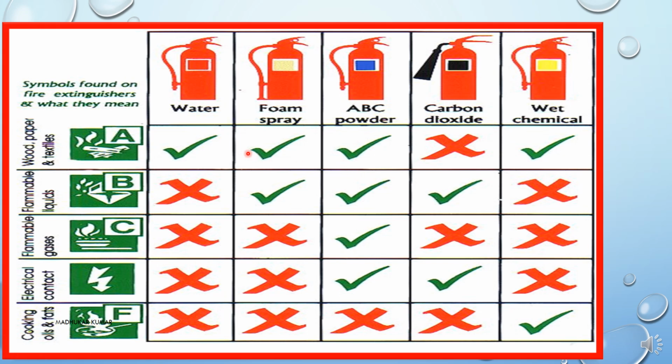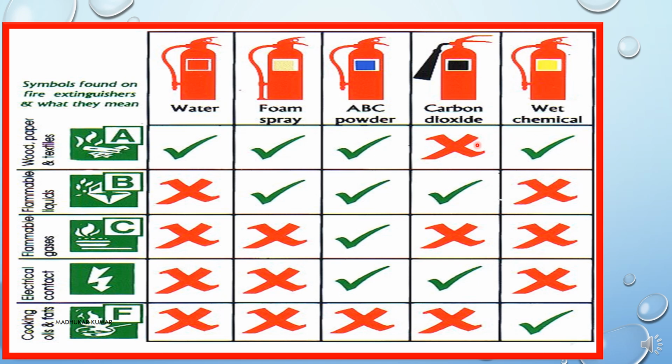This is the chart, which is a very important chart. Here you can see water, the color coding is red. Foam is creamish yellow, ABC powder and DCP are blue, carbon dioxide is black, and wet chemical is yellow. You have to bifurcate. Class A, which is solid wood, paper, textile: you can use water, foam, ABC and wet chemical, but carbon dioxide alone is not sufficient enough.